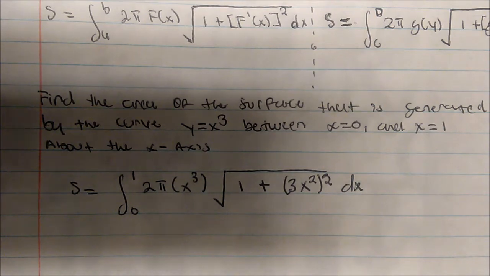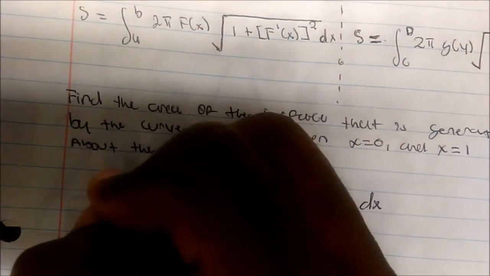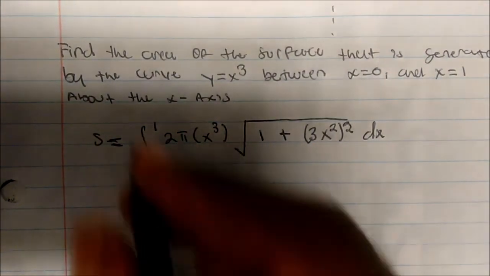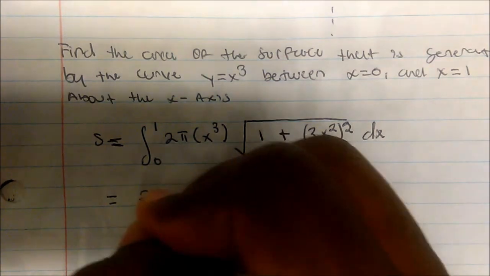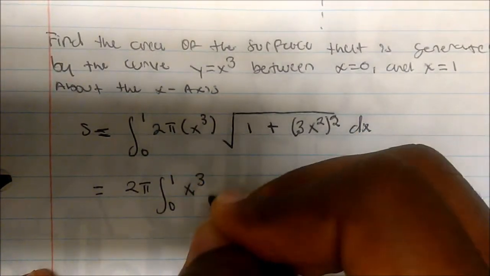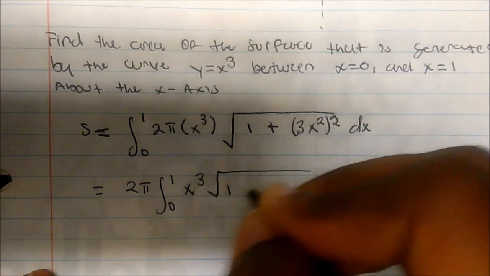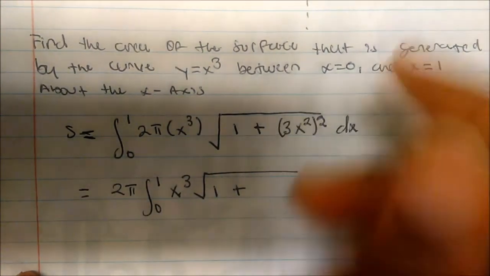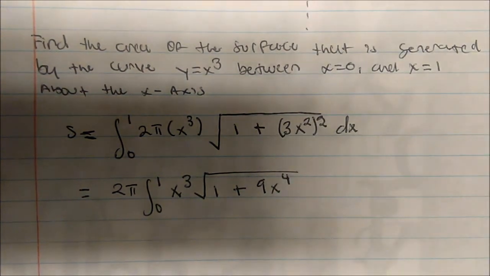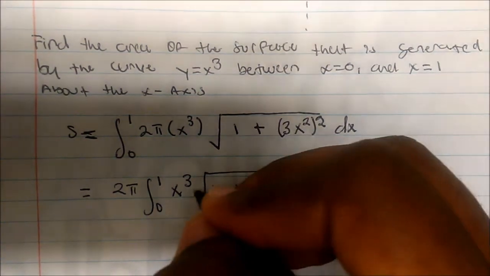So it's a simple look at the formula, and plug in. To make my life simpler, since 2 pi is a constant, I'm going to pull it out. So this becomes 2 pi times the integral from 0 to 1 of x cubed times the square root of 1 plus, well, 3 squared is 9, and x squared squared is x to the fourth. And there's our dx.